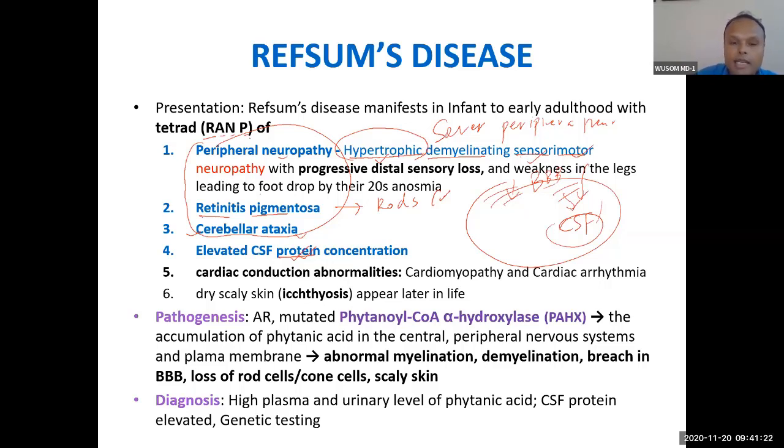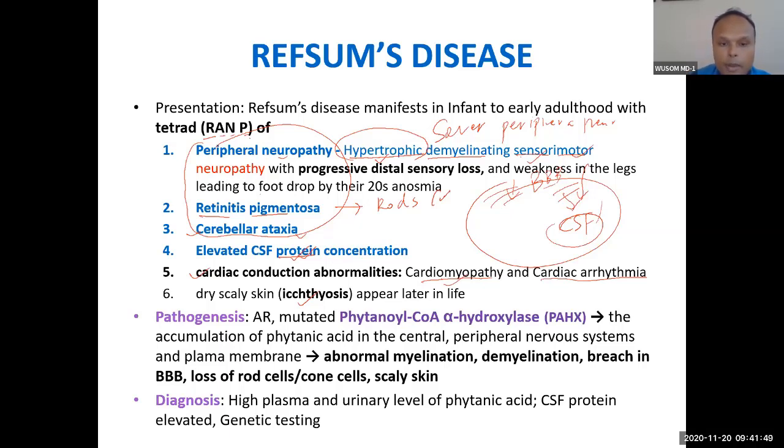Because of demyelination of every nerve, and even your heart's conductive system. The heart has its own conductive system. Demyelination also happens here. Because of that, cardiac arrhythmia can happen. The heart will be diseased. This is called cardiomyopathy. In later life, the skin will be scaly like fish. This is called ichthyosis, dry scaly skin.